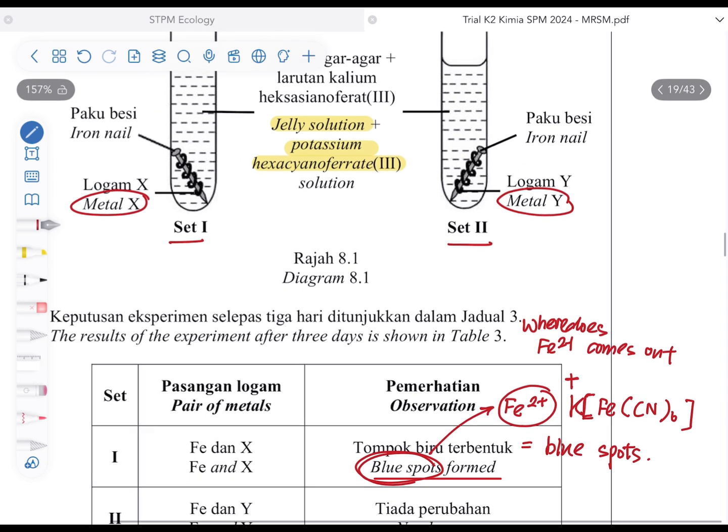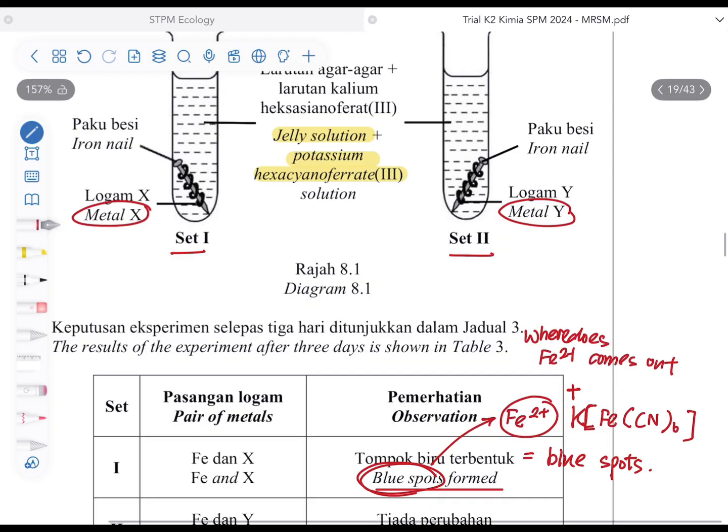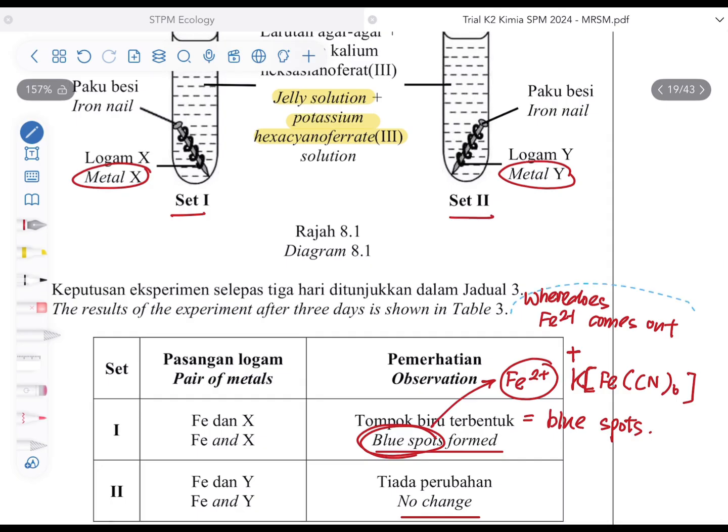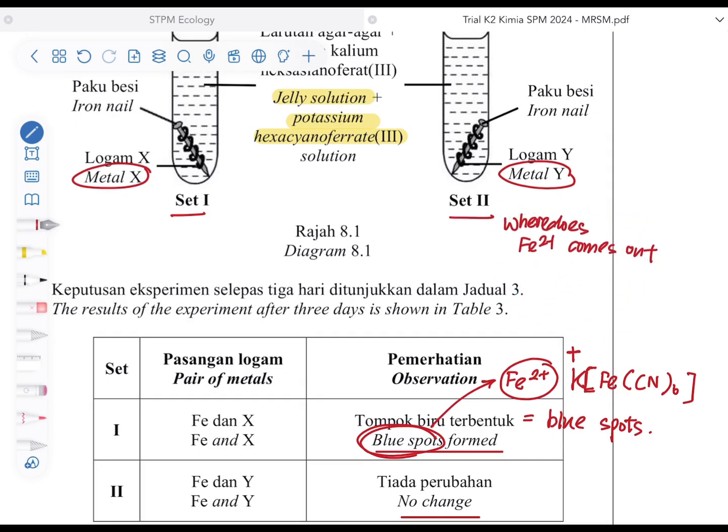It comes from the iron already rusting. Because your iron is already rusting, your iron ionizes to form the Fe²⁺ ion and releases 2 electrons. So now we already know that this observation is due to the iron rusting, right? So how are we going to know which metal causes the iron to rust?